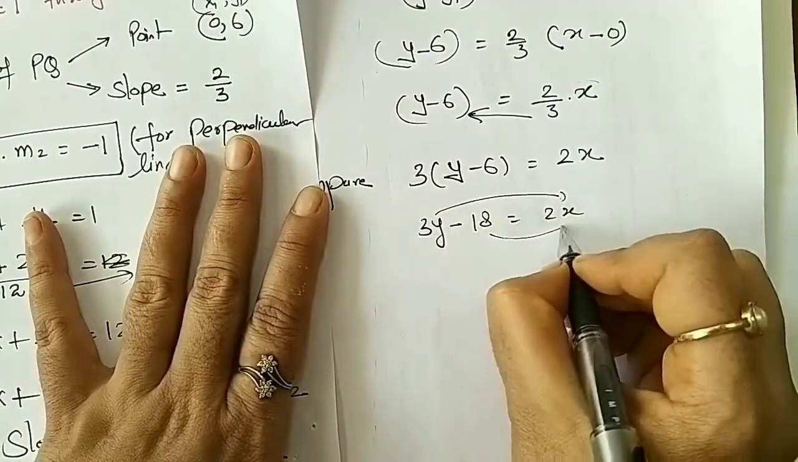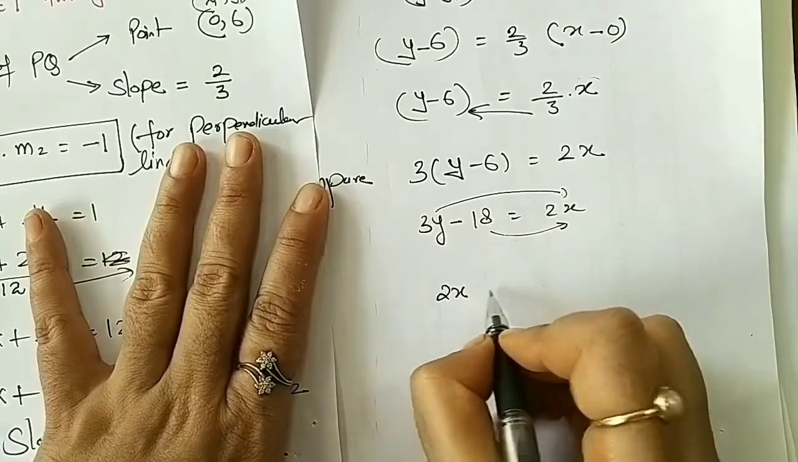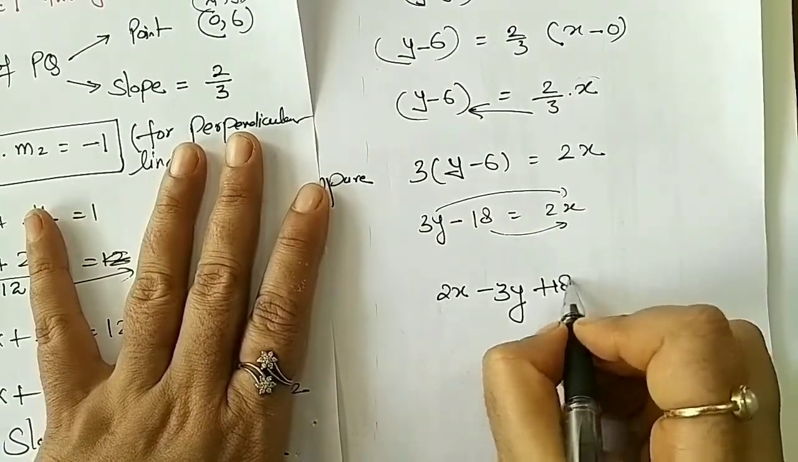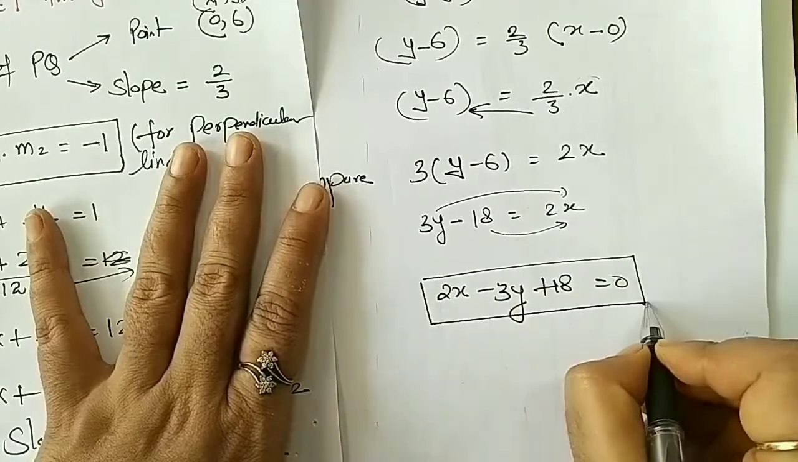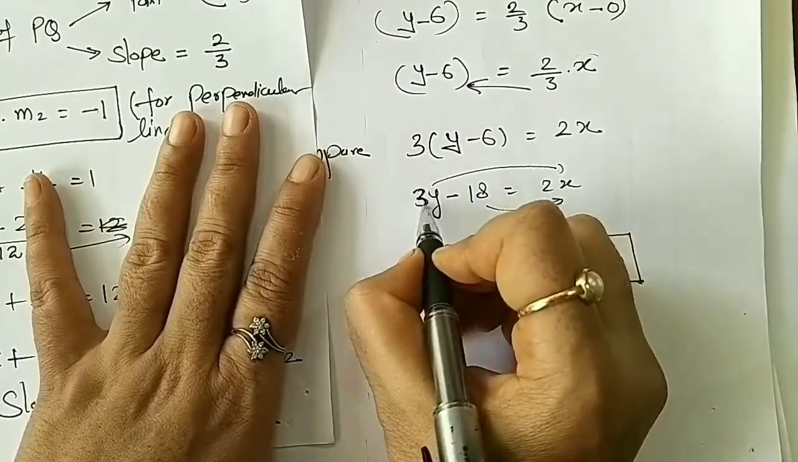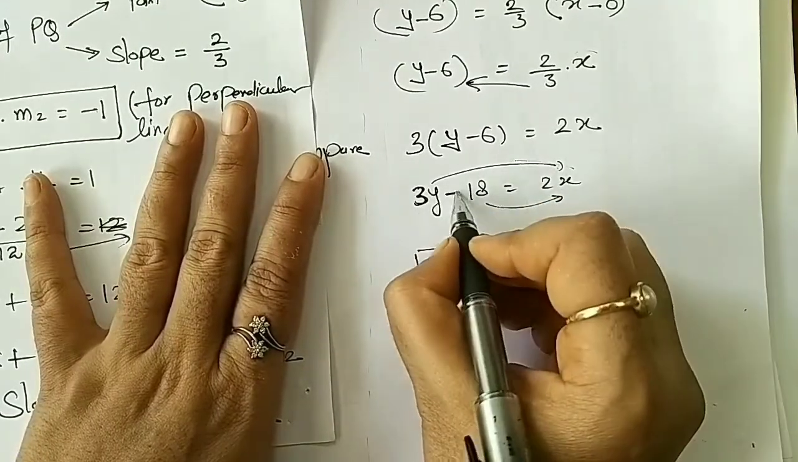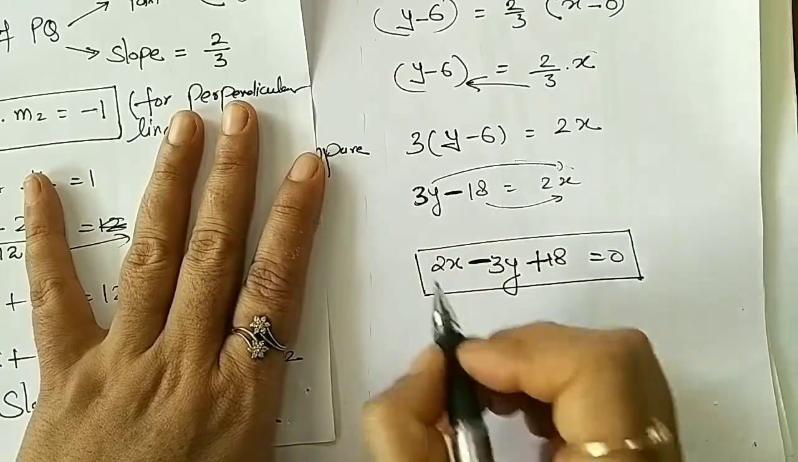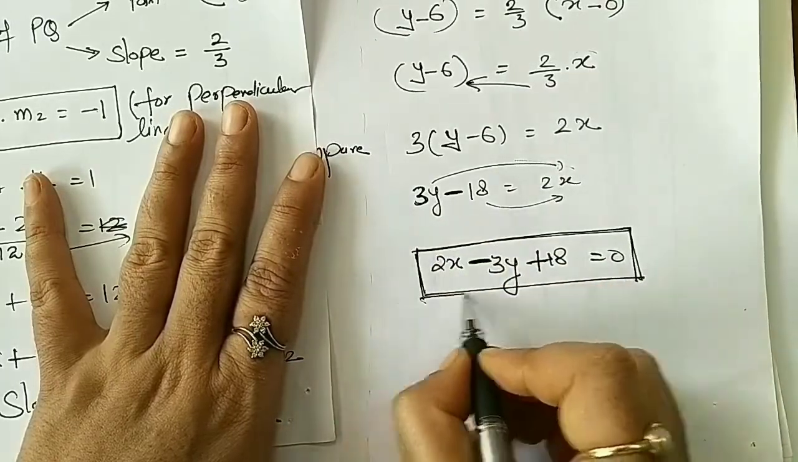So this I can take here, and this both I am taking this side. So it will be 2x minus 3y plus 18 is 0. What I did is, see, 3y went there, it became minus, and minus 18 went there, it became plus. Okay, so this is my final answer.